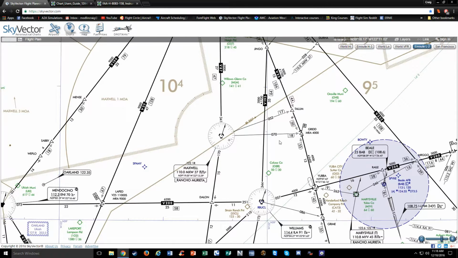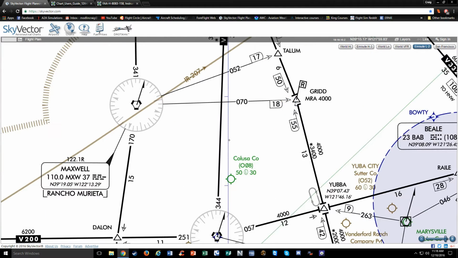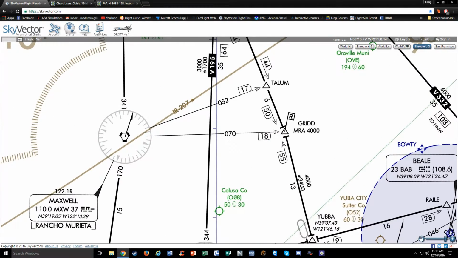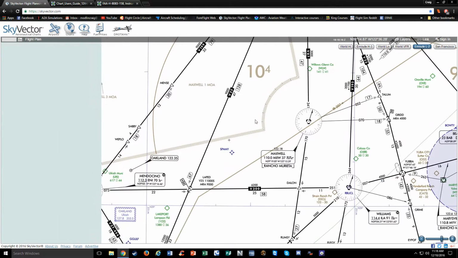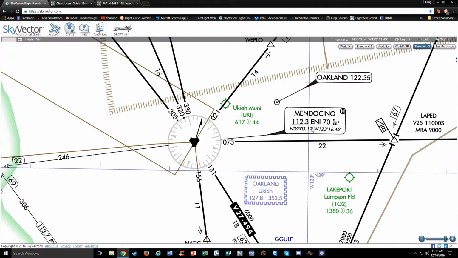Alrighty, so some other points. Sometimes you see the VORTACs, VORs, and intersections with a white background or not filled in, and sometimes you see them filled in black, like the Mendocino VORTAC. And if the intersection or the navaid is filled in black like this, that means it's a compulsory reporting point, and that's going to be the topic of a later subject, reporting points for IFR.